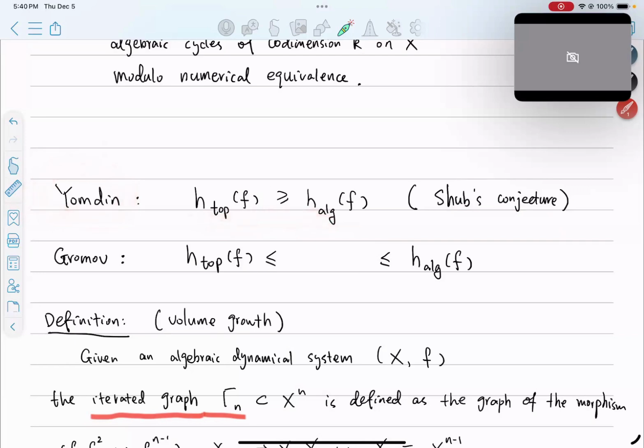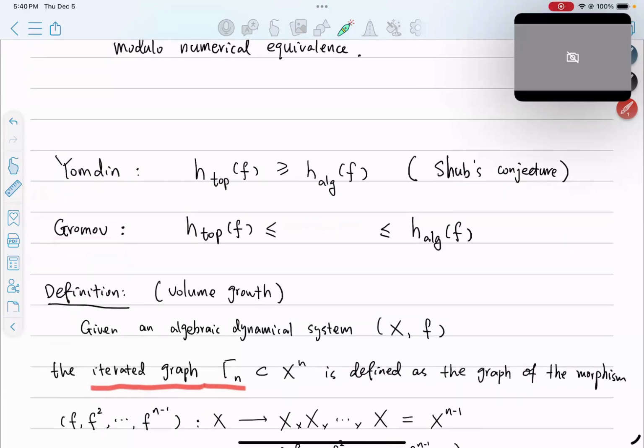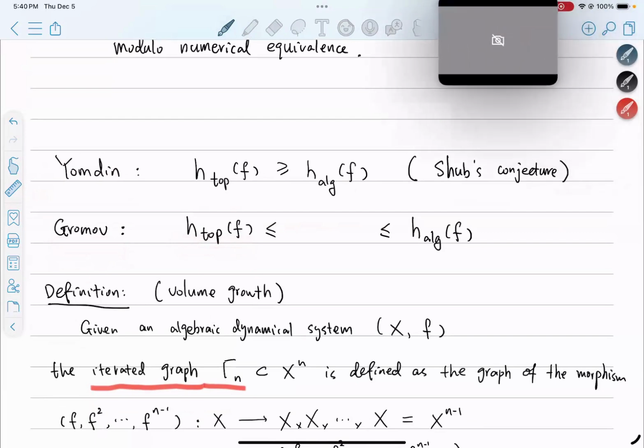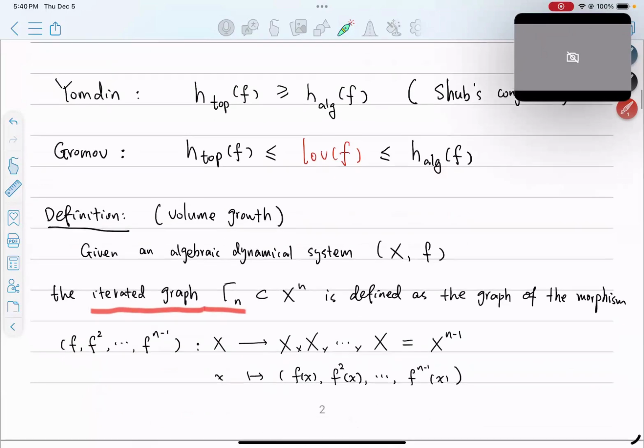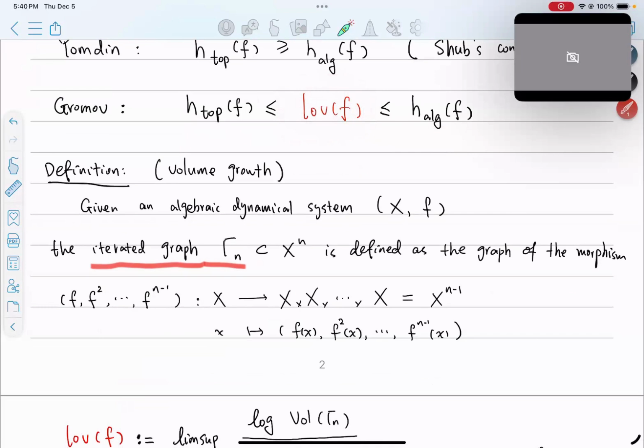So 10 years earlier than Yomdin's result, Gromov first proved that the topological entropy is bounded above by the dynamic degree. So he first proved this inequality. The idea is that he introduced another invariant called lov(f), and then he showed that h_top is less than or equal to lov, and lov is less than or equal to the logarithm of the dynamic degree. So let me tell you what this lov is. This is the so-called volume growth of the iterated graph.